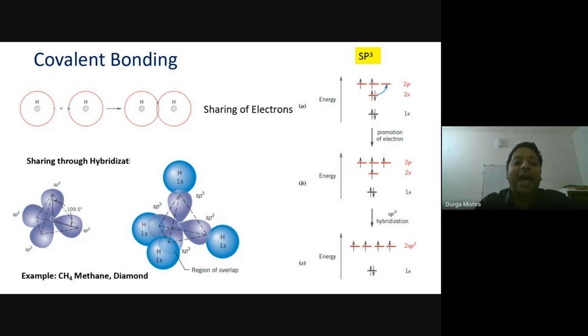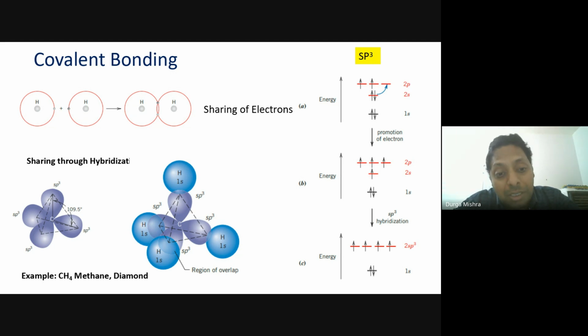Now, if another hydrogen atom comes nearby, carbon will form a covalent bond with hydrogen. It will bond with four hydrogen atoms, because there are four sp3 hybridized orbitals available, each having one electron they can share, and the hydrogen can contribute one electron, and they'll easily form a bond, which we call the formation of methane, CH4.